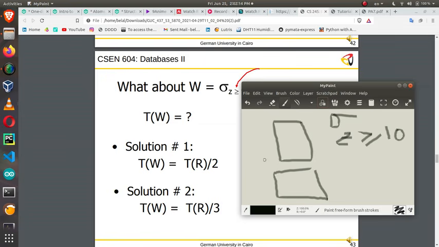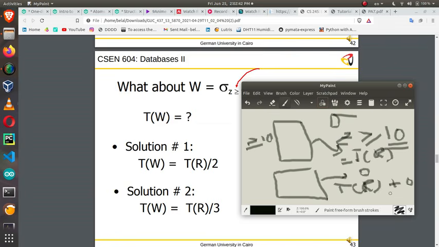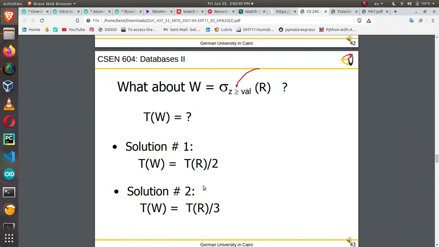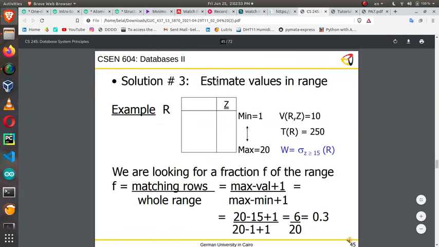The first case is a table with all values greater than or equal 10. So in this case the number of tuples equals T of R. And the second case, all of the tuples are less than 10, so this returns 0. Taking the average of two cases, T of R plus 0 over 2 gives us T of R over 2. Okay, and we have a second solution, T of R over 3, and a third solution.